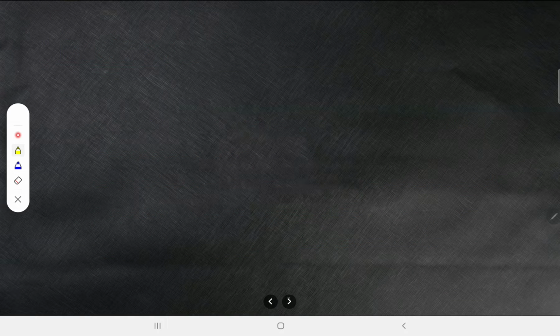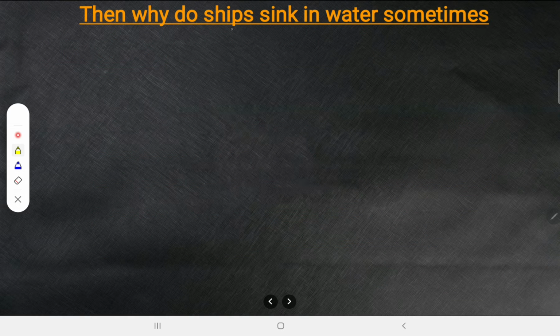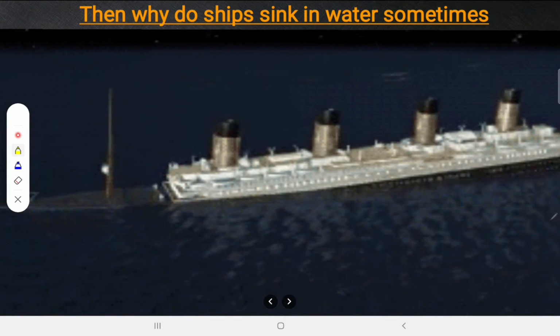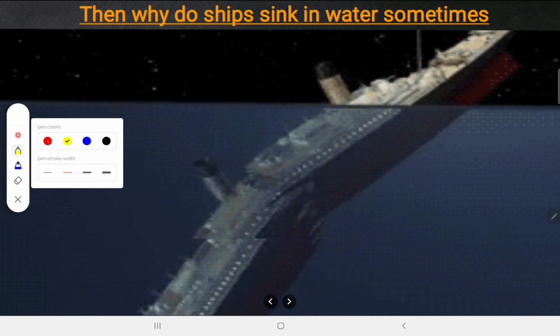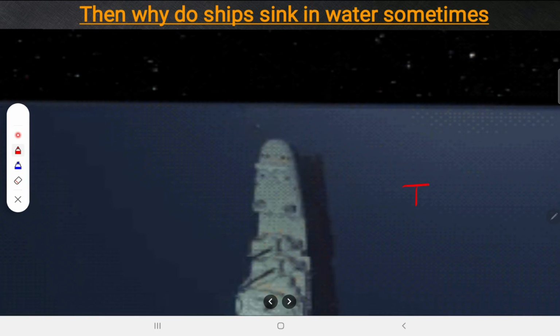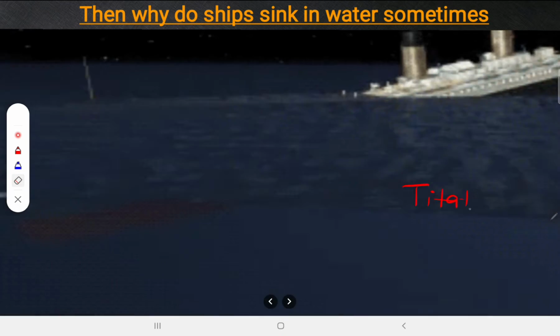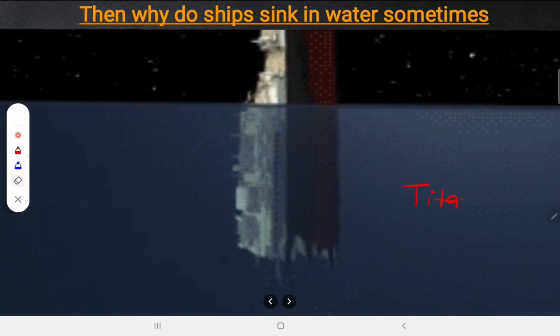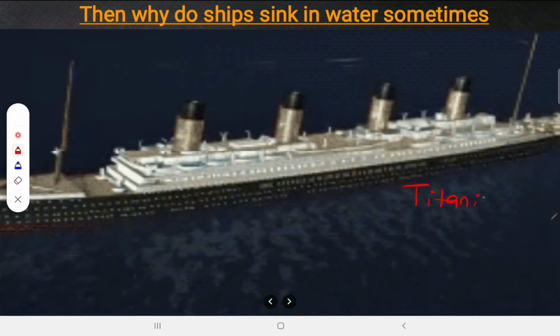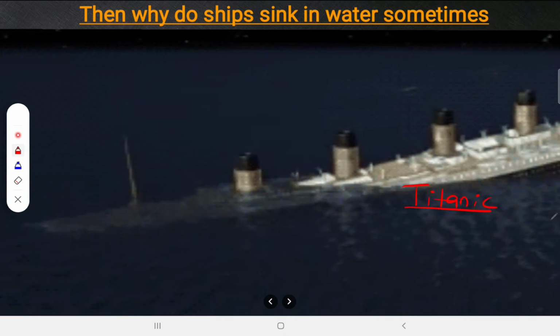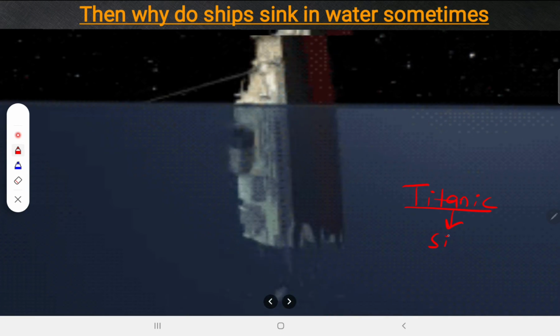All right, now you must be wondering, then why do some ships sink in water? Sometimes they are going to sink, so what is the reason? We have this famous example of the Titanic, right? You must be knowing about the Titanic ship. It was very big. It was designed to carry so many people, a luxurious ship. But why did it fail? Why did it sink? Why did the Titanic sink?